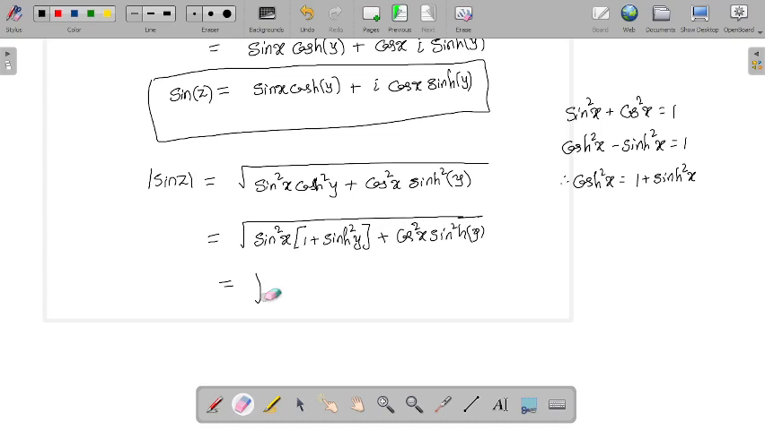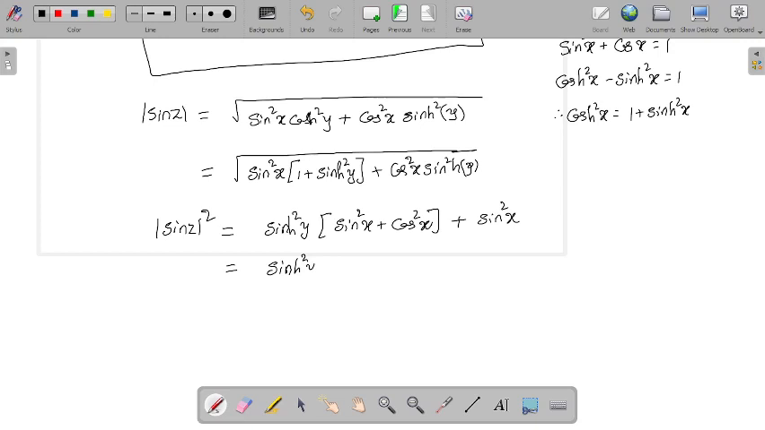So which is same as sin square x plus cos square x is 1. So now you will be left with sinh square y plus sin square x. So this is what the absolute value of sin z square is. Now you can see that sinh y is an unbounded function. So from this you can clearly see that sin z is also an unbounded function.